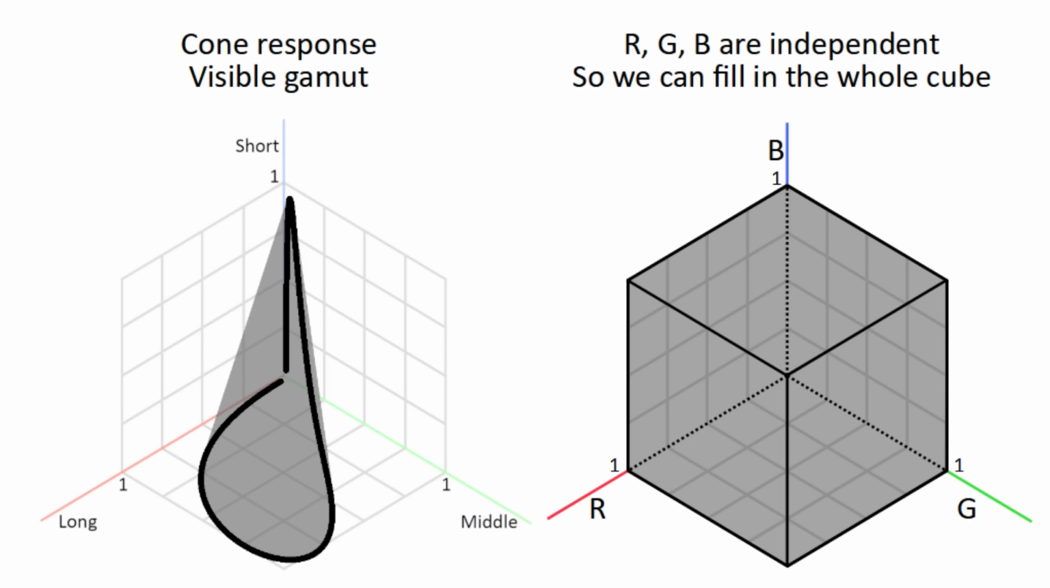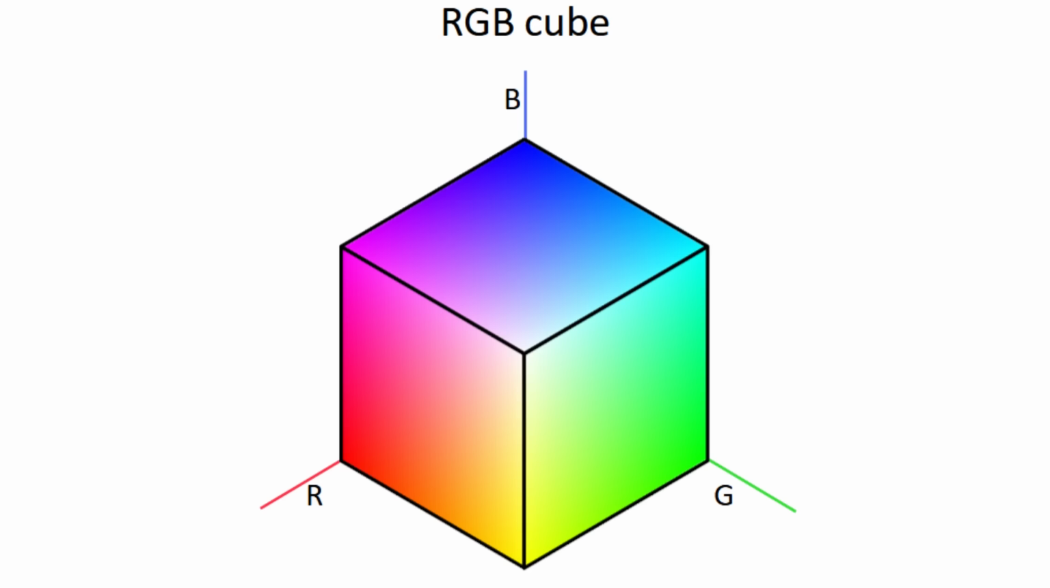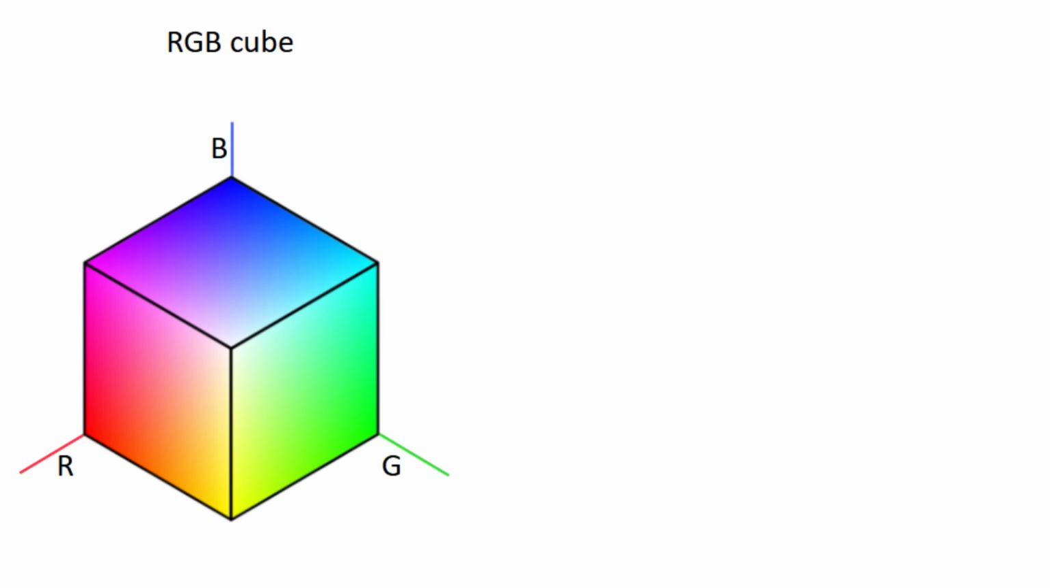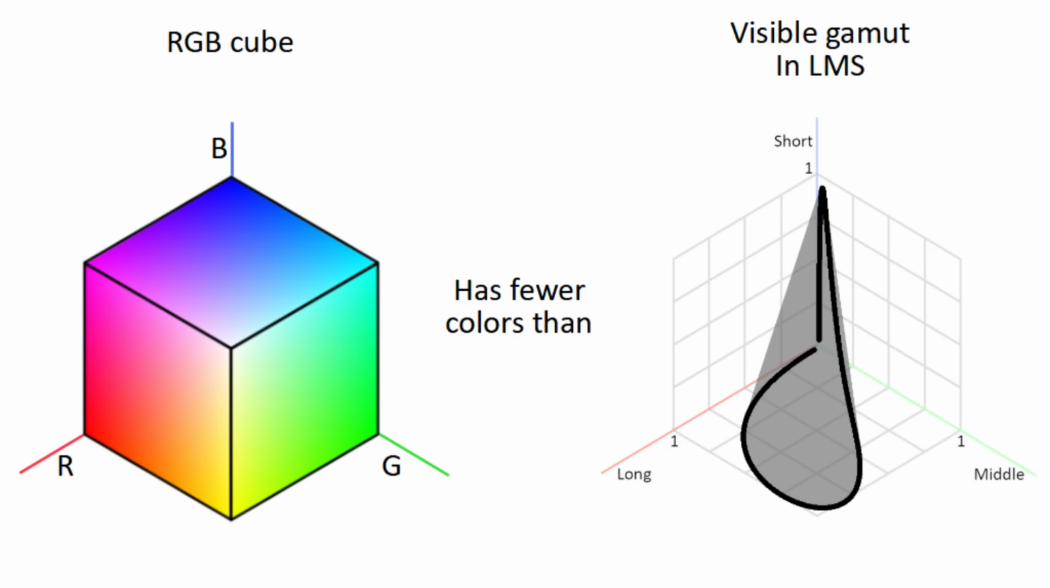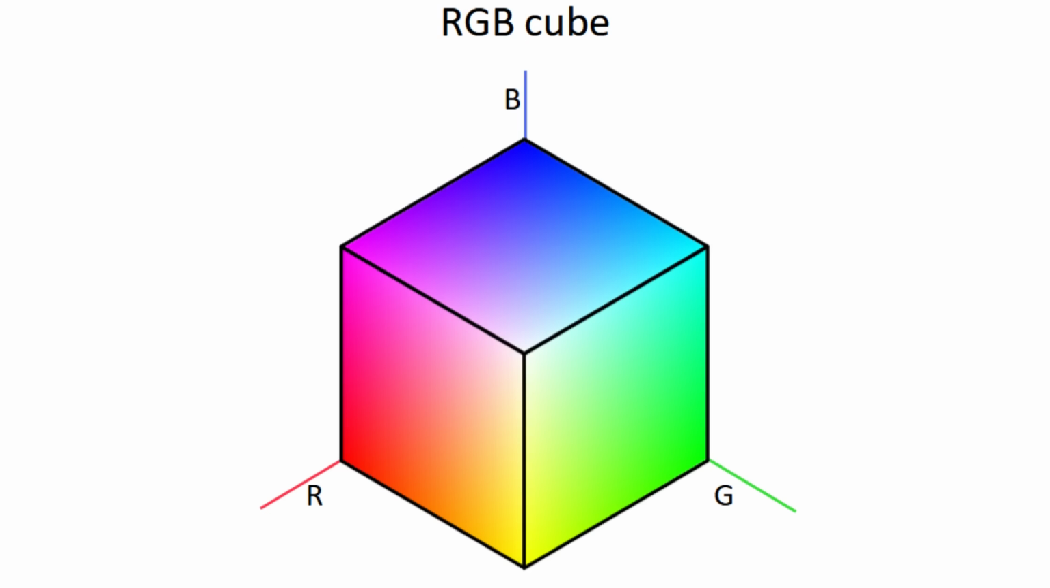And if we fill in the cube with the colors that we get for each combination, we get the one and only RGB cube. But it's important to note the differences between this and the LMS space. For example, a pure green here is found at 0, 1, 0, but that same point in the LMS space was the impossible color hypergreen. And even though the RGB cube is a full cube, it still has fewer colors than the visible gamut in the LMS space. And this can be easily seen in the chromaticity diagram.